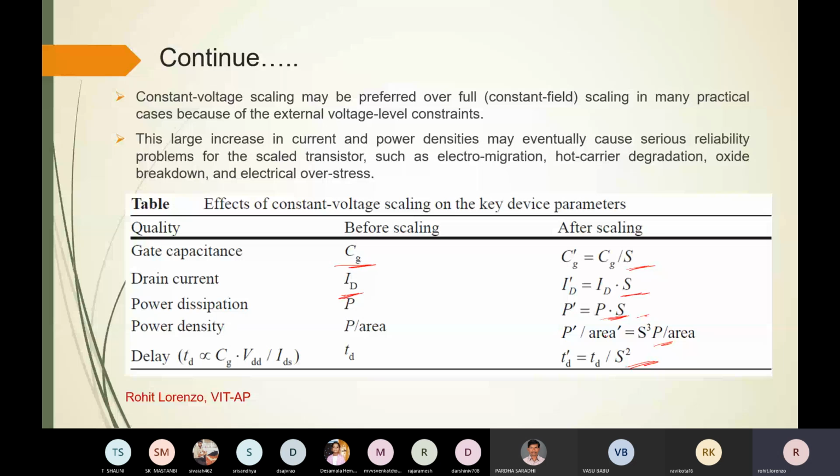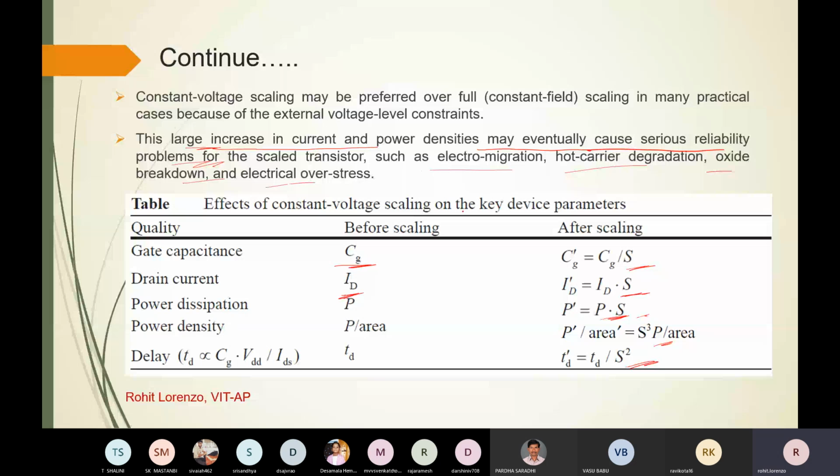But what are the drawbacks in this? A large increase in the current and power densities may cause serious reliability problems such as electromigration, hot carrier degradation, oxide breakdown, stress. All these problems arise because of the increment. So from the power point of view, if you want to minimize for low power applications, constant voltage scaling is not preferred.